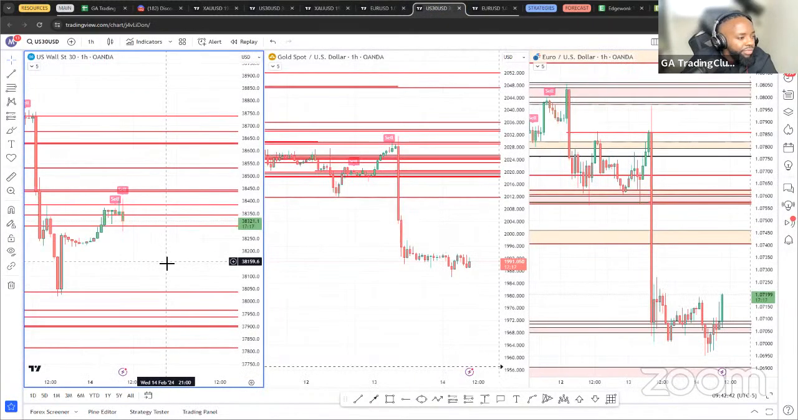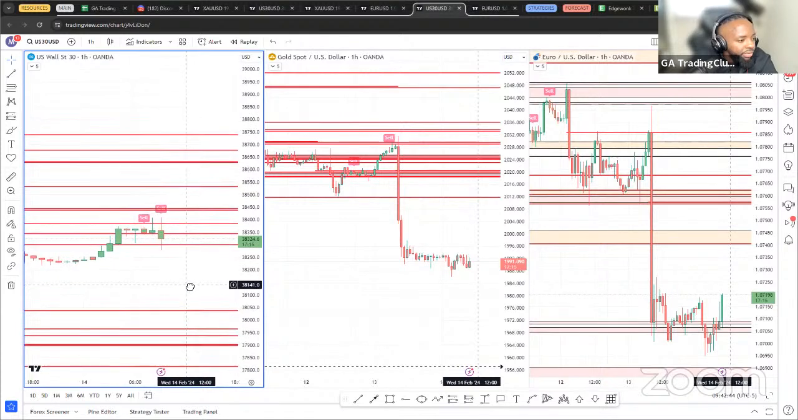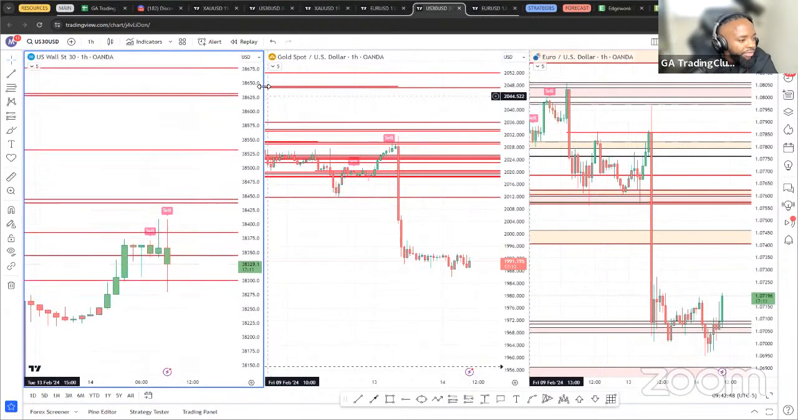On the higher time frames, let's see what we have on the higher time frames. On the higher time frames, this is actually a valid.